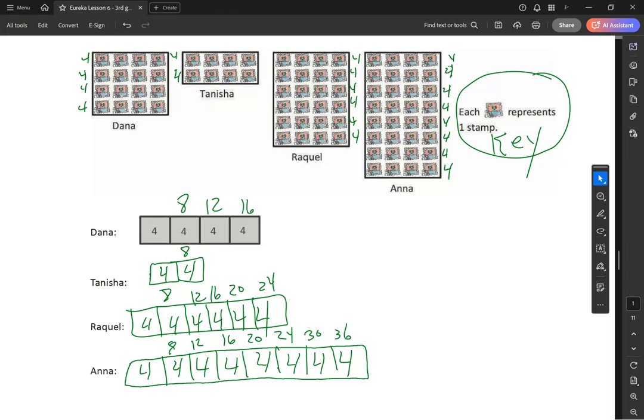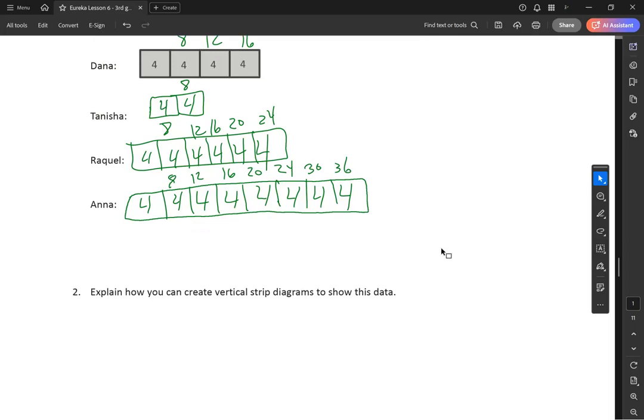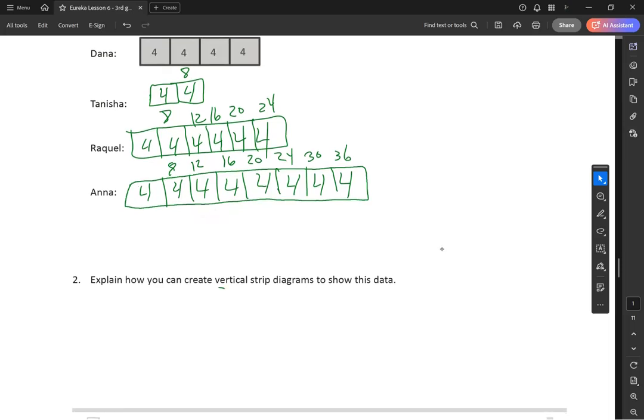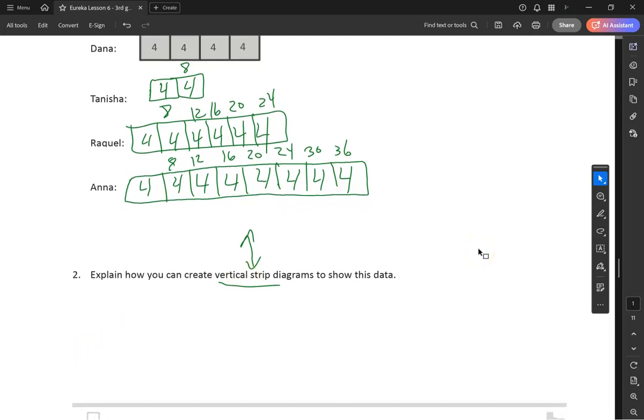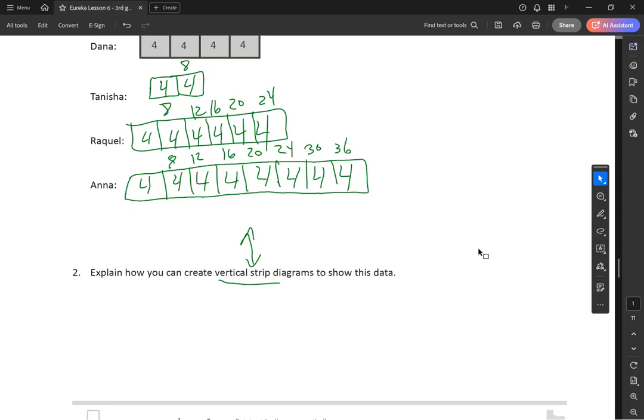Okay. All right, now let's go to number 2. Explain how you can create vertical strip diagrams to show this data. Okay, so what can we do? How can we show them with vertical strip diagrams? That means up and down. Okay, so let's see. All I would have to do is flip these vertically. So instead of horizontal side to side, they will look like this.